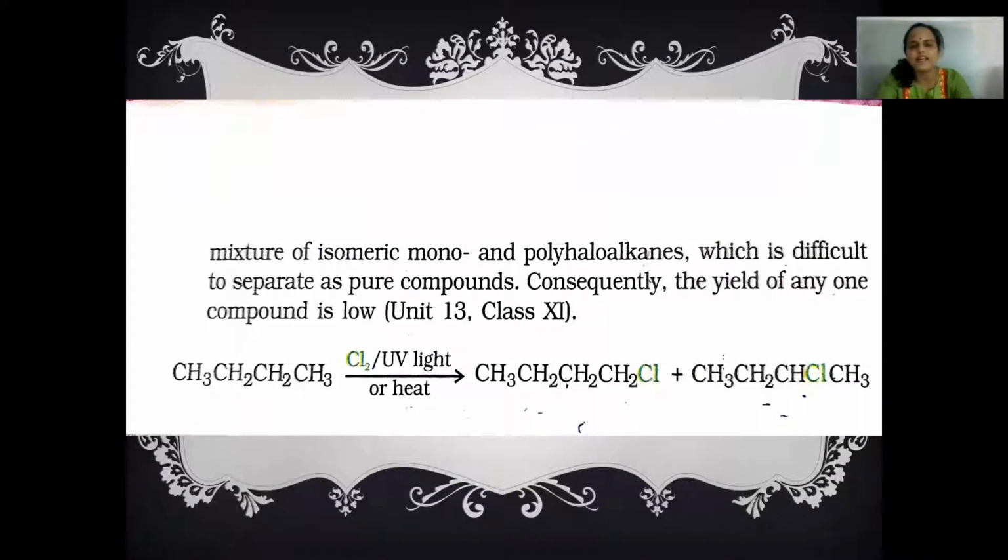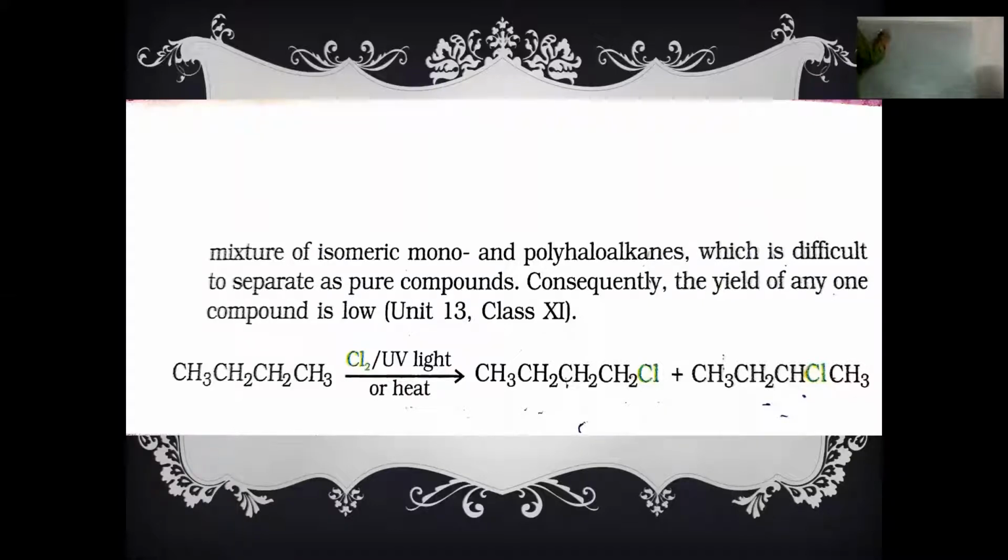Now look at this reaction. This is butane, CH3CH2CH2CH3. On treatment with chlorine in the presence of ultraviolet light or heat, it results in the formation of two compounds: CH3CH2CH2CH2Cl, that is butyl chloride or 1-chlorobutane, plus 2-chlorobutane. Now see how I get this reaction. I'm showing you here on the board.